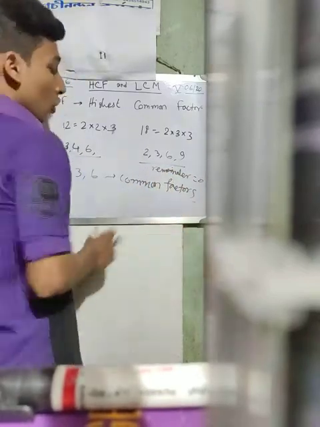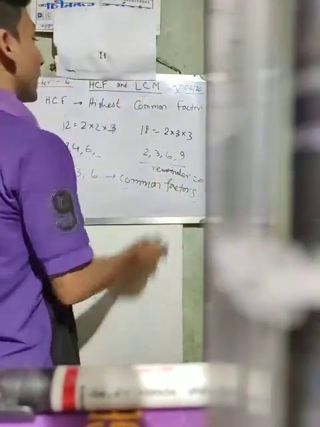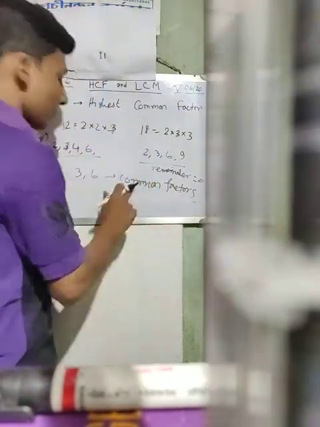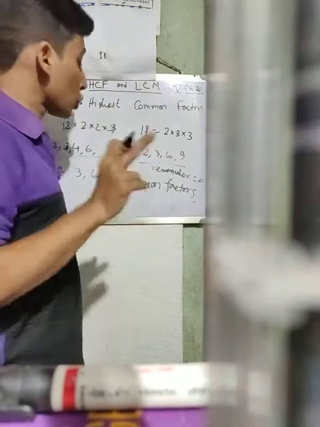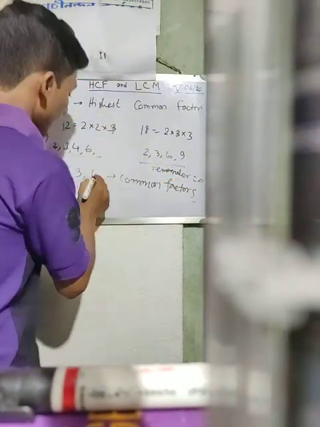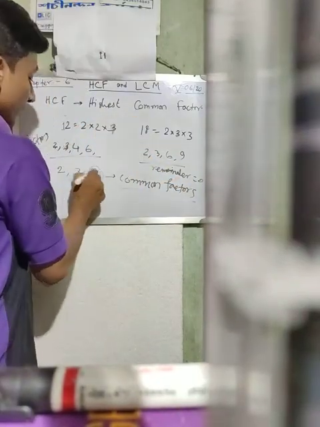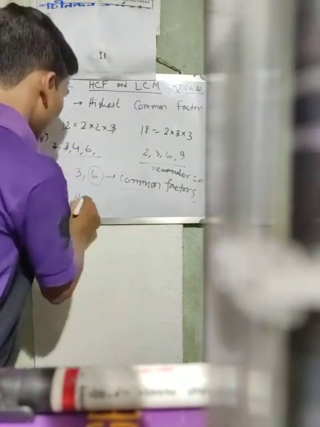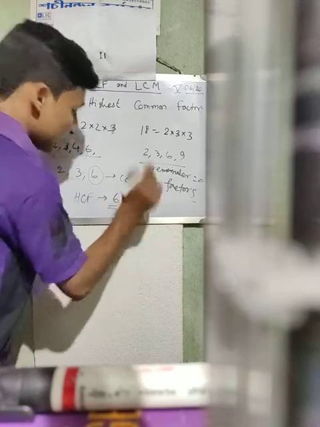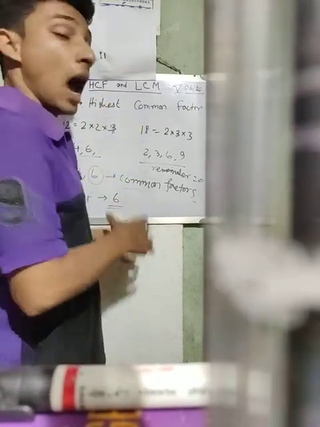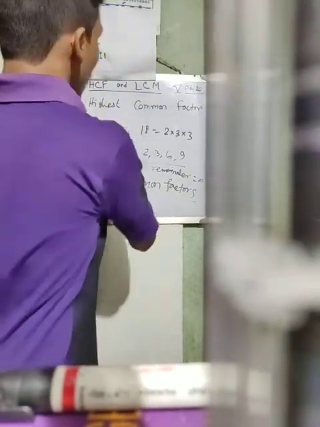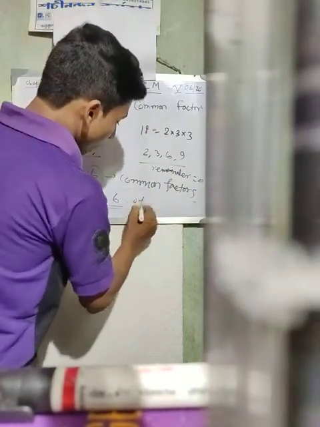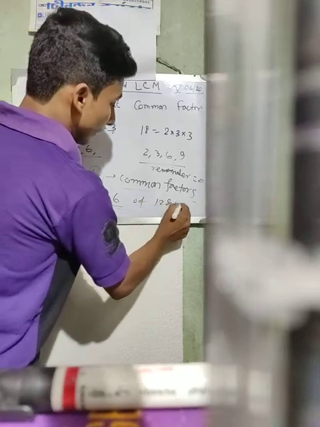Clear? Okay. Here these are the common factors, but here you have to find the highest common factor. Highest means largest. So between these numbers, which one is the largest number? Here the largest number is 6. 6 is greater than 3 and 6 is greater than 2. That means here the highest common factor is 6. This is the answer. This is the highest common factor, or HCF, of 12 and 18.